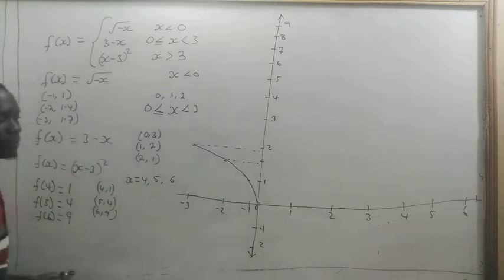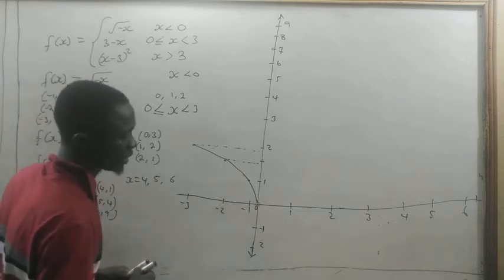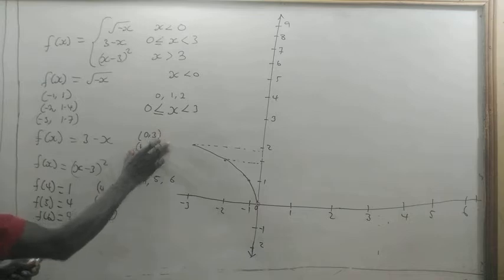Correct. This one will make. Okay, the 0 is not included. Now let's take the next one. The next one, we are having these values.